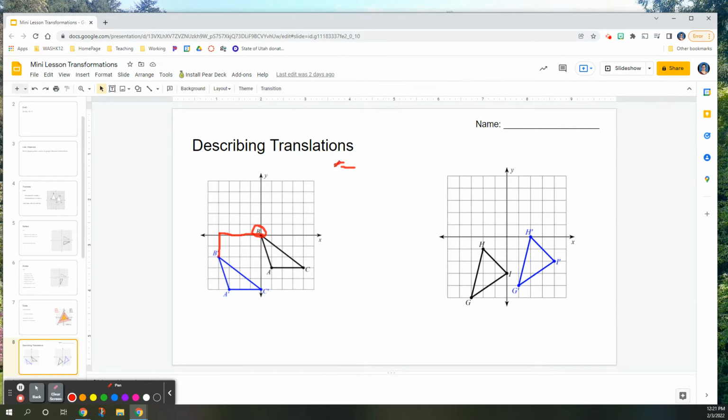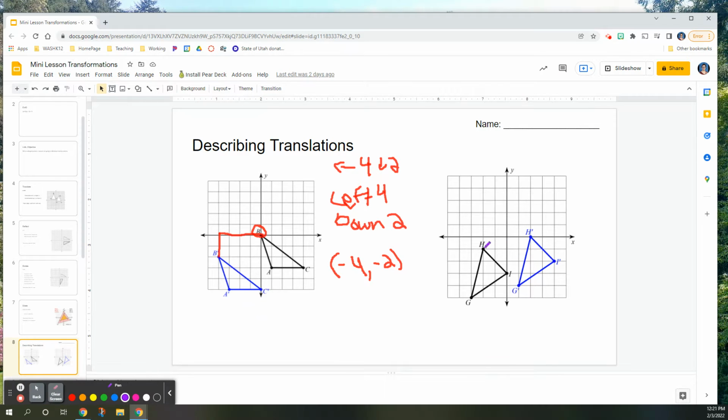So a couple ways I can do this. I can draw arrows. So to the left 4, down 2. I can write it out. Left 4, down 2. Or you can write it kind of like an ordered pair. So since I'm moving to the left, it would be -4, -2.